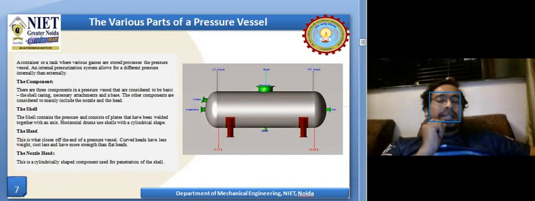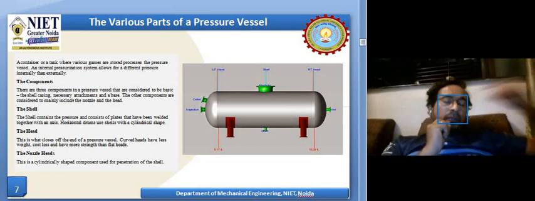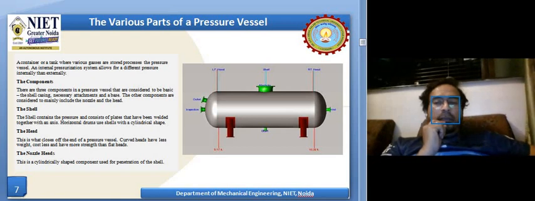So the code is being designed or mutually decided between the client and the designer almost, and then it is being conveyed to the fabricator, and the material which is being used will be tested before any type of manufacturing. Then various types of components of a pressure vessel, as we discussed: there is a shell part, a head part, and various types of nozzles which are used.